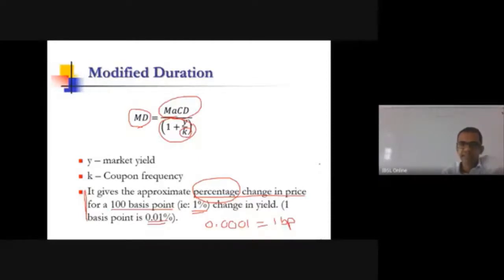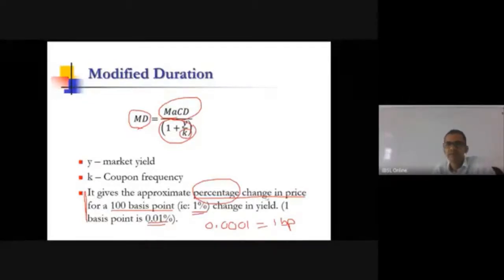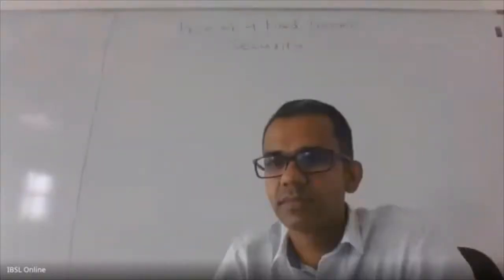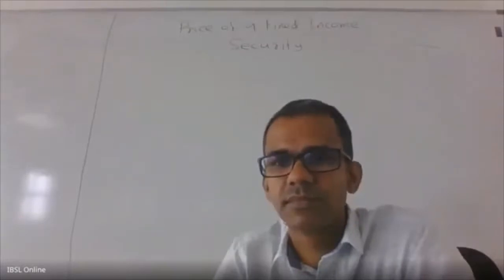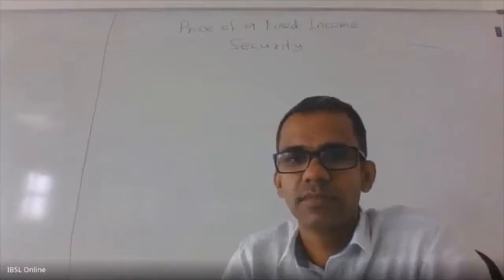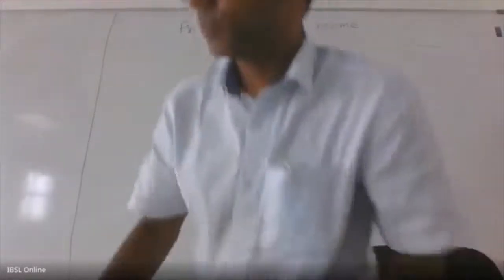That is the interpretation. If the yield changes by 1%, what would be the approximate percentage change in the price? I think you can now see the board.